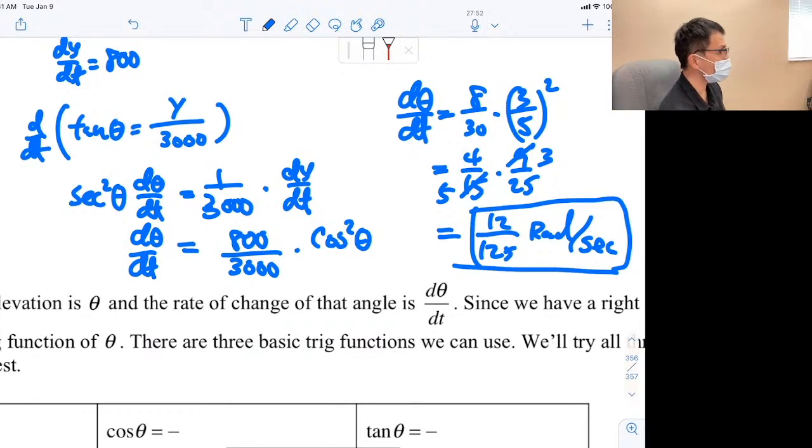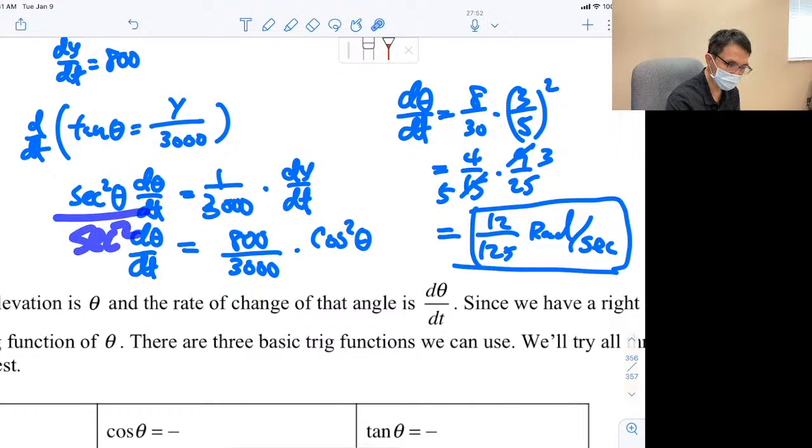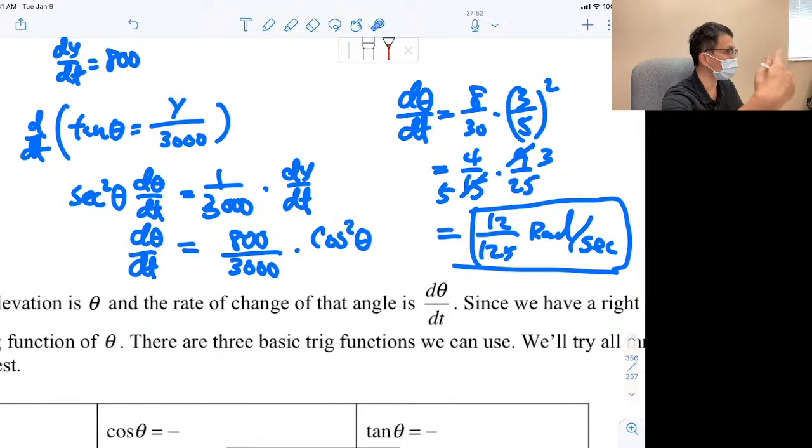Because you divide both sides by secant squared, it becomes 1 over secant squared, which flips upward to become cosine squared theta. And then cosine squared theta is equal to 3 over 5 squared.